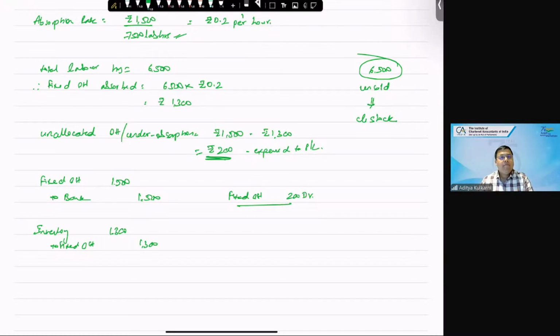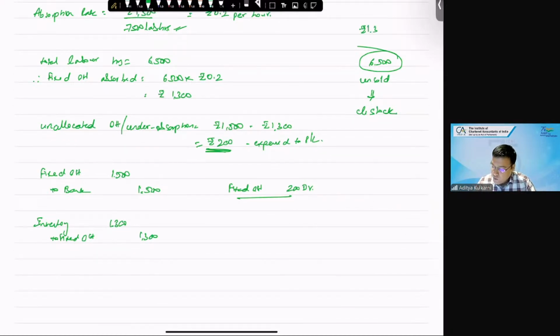So मैंने कितना एब्सॉर्ब किया? Sir, I have absorbed ₹1,300. This 1,300, did I expense it out in the current year? Understand my words carefully. Did I expense out 1,300 in the current year? Has it hit the P&L or has it not hit the P&L? It has not hit the P&L yet.